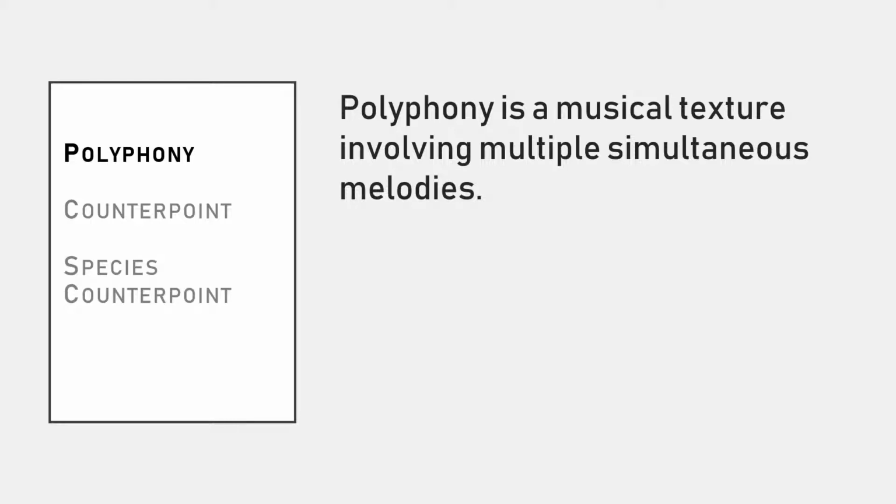Genuine polyphony happens when there are at least two equal melodies that to some degree compete for the listener's attention. This might seem like a rare texture, but it is extremely important in understanding the traditions of Western music.